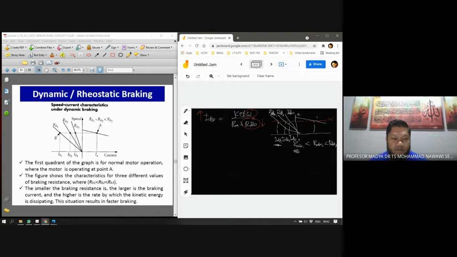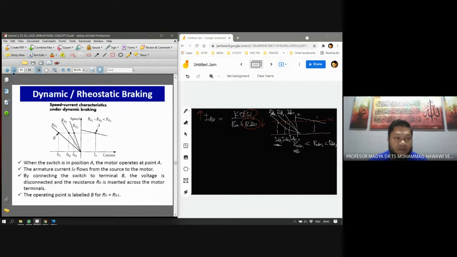The first quadrant of the graph is normal or motoring operation, where the motor is operating at point A. The figure shows the characteristic for three different values. The smaller the braking resistance, the larger is the braking current. When the switch is in position A, the motor operates at point A. The armature current IA flows from the source to the motor. By connecting the switch to terminal B for braking, the voltage is disconnected and the resistance RB is inserted across the motor terminals. The operating point is at B for RB1.